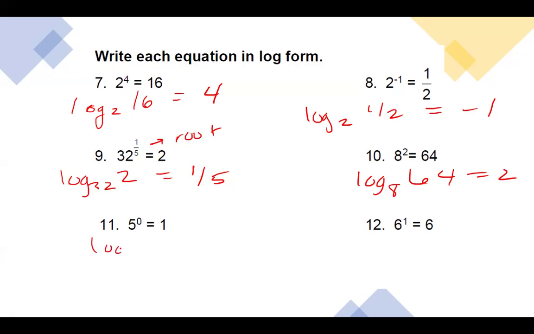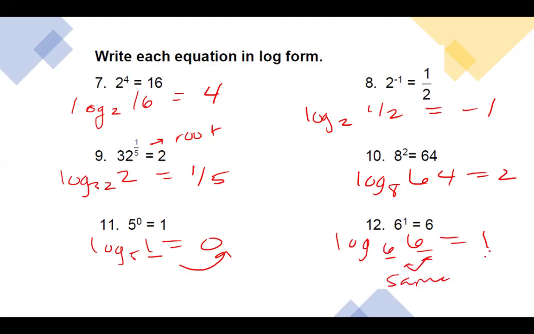For 11, we got log base 5 of 1 equals 0. And for 12, you should have gotten log base 6 of 6 equals 1. Okay? This is always going to be true. If your argument is 1, no matter what the base of the log is, it's always going to be 0. And if the base and the argument are the same, then it's always going to be 1. That's called our identity for logs.